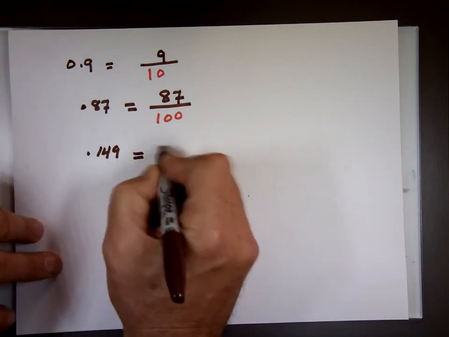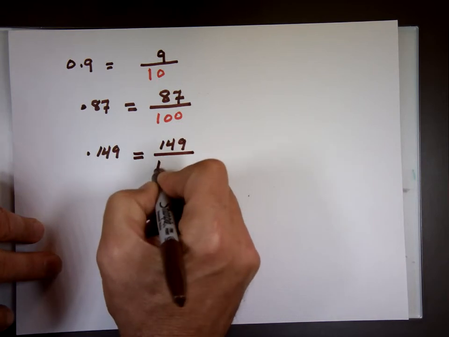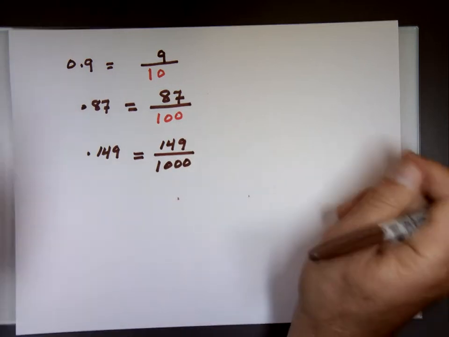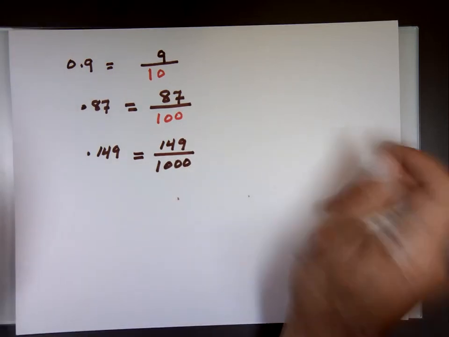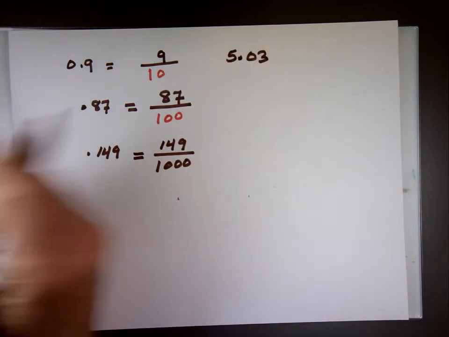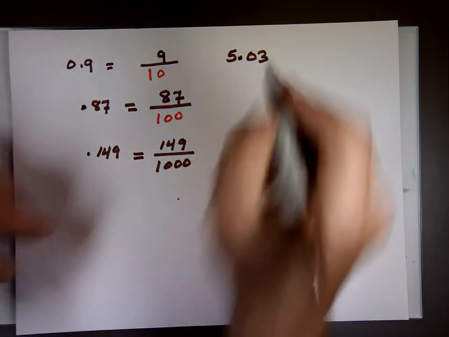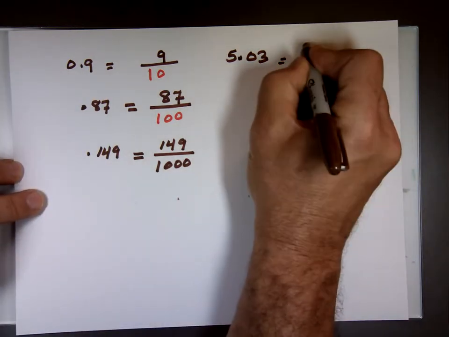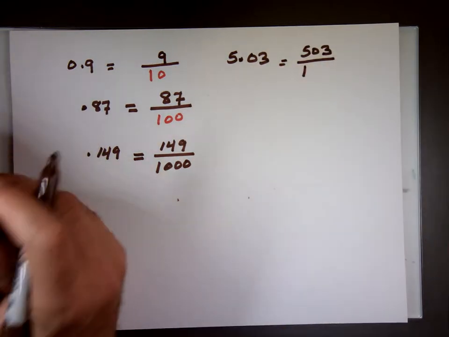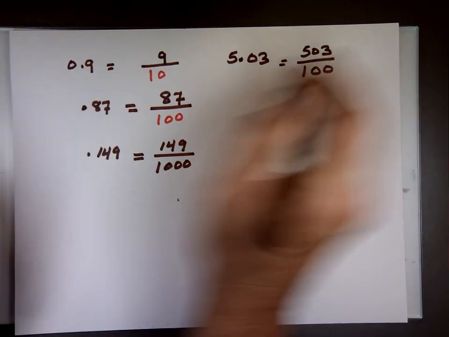So this one will be what? 149. Notice I dropped that decimal point, divided by 1 followed by how many zeros? 3 zeros. Next, 5.03. Instead of just 0.03, it's 5.03. Write the number without the decimal point. 503 divided by 1 followed by how many zeros? 2 zeros. Yep, we count the digits to the right of the decimal point. 2 zeros.